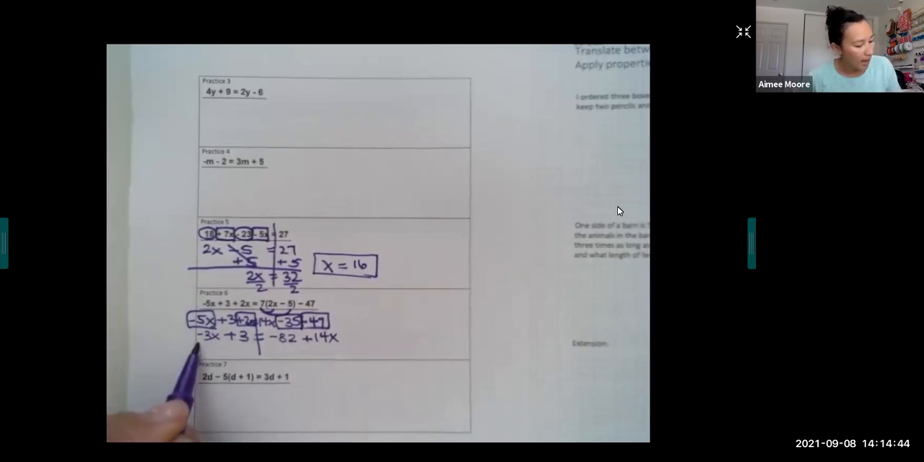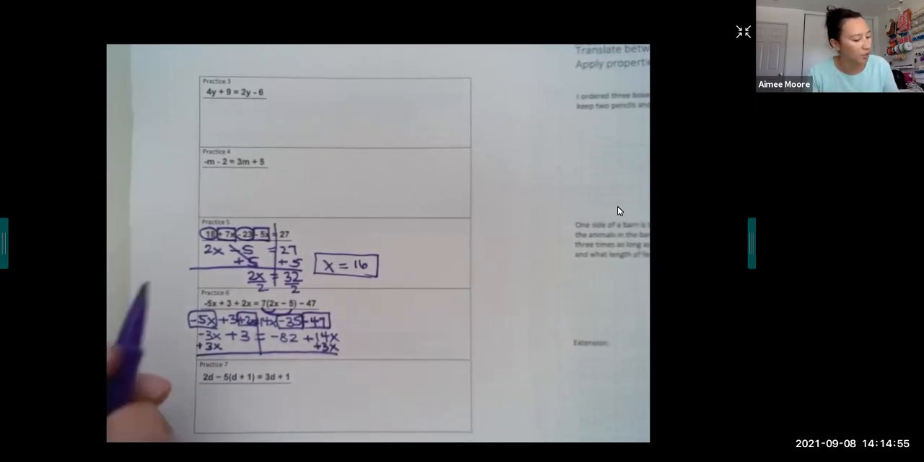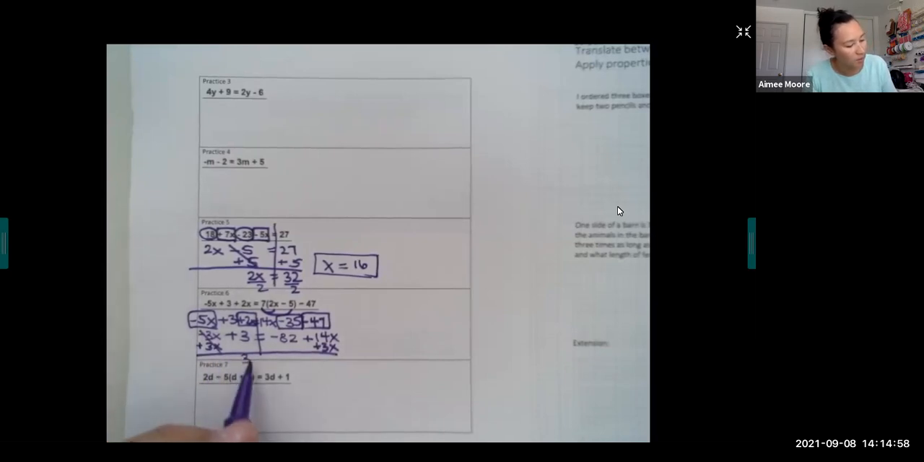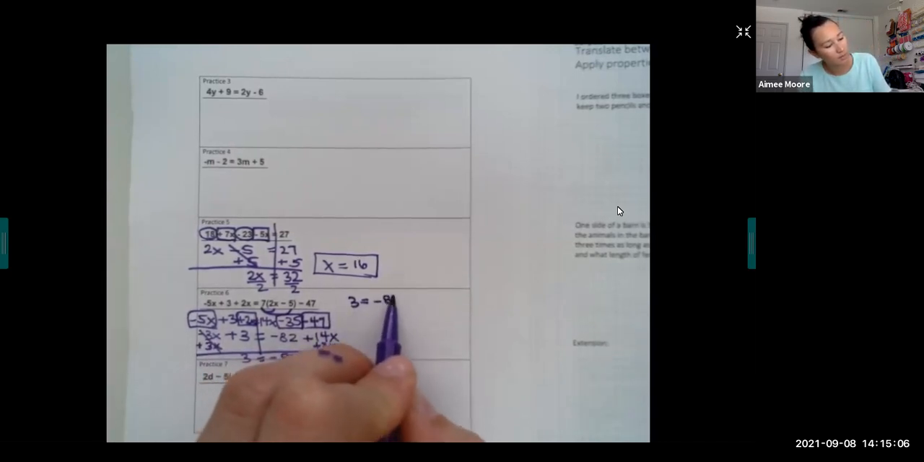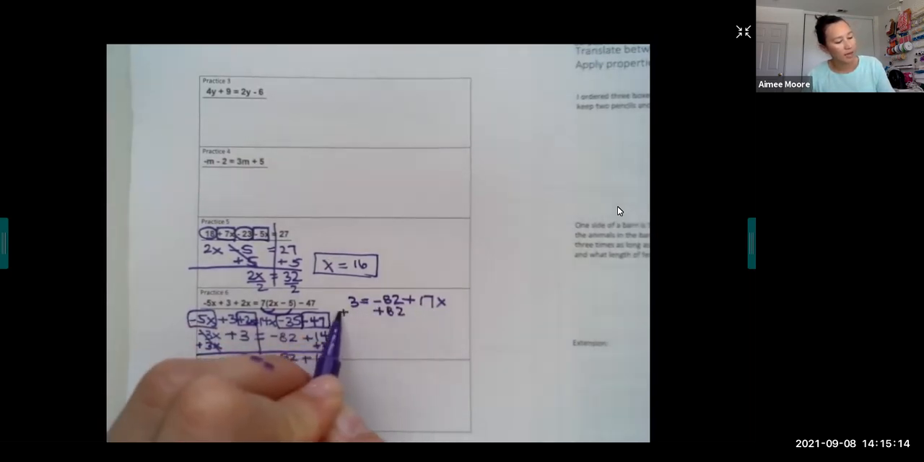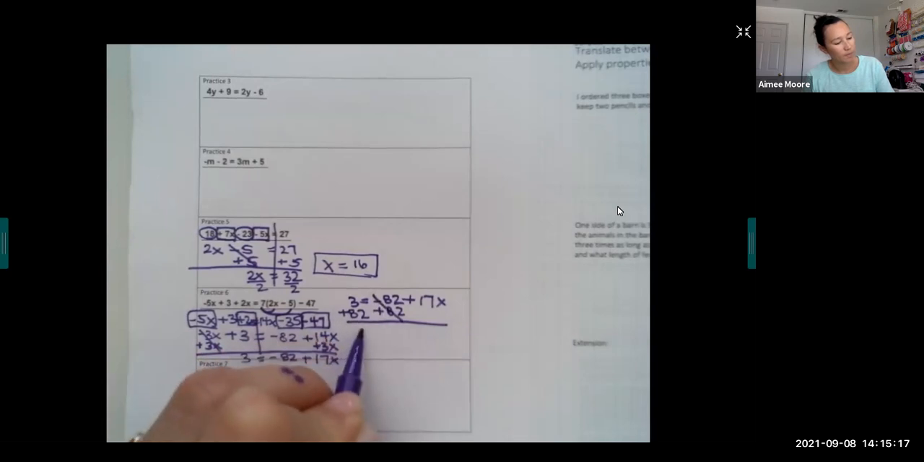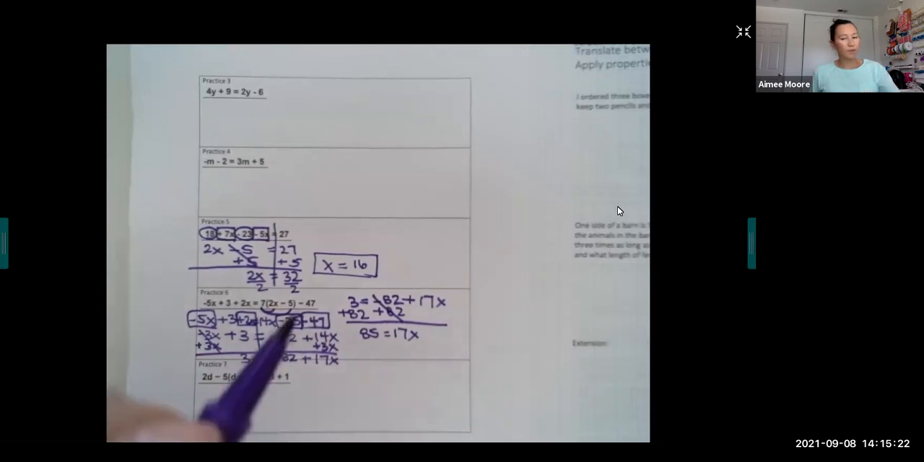So we could add 3x to both sides. You could have subtracted 3 from both sides. You could have added 82. There's lots of different ways. The order in which you do it doesn't matter. You'll still get the same answer. So 3 equals negative 82 plus 17x. And so we would add 82 to both sides. So 85 equals 17x.